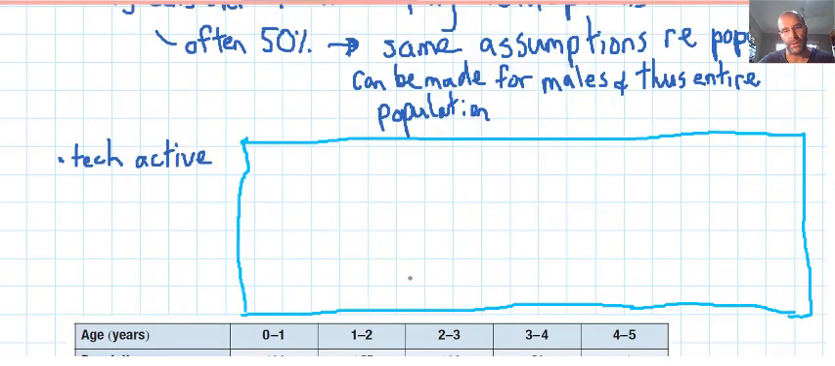Now what the model does is it divides the population up, and this could be animals, it could be humans, into naturally recognizable age groups. For humans you could do it in decades, so the first 10 years, the second 10 years, and so on, up to perhaps something like 100 or 110.